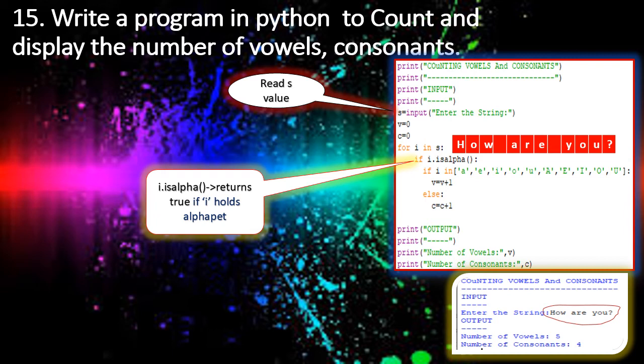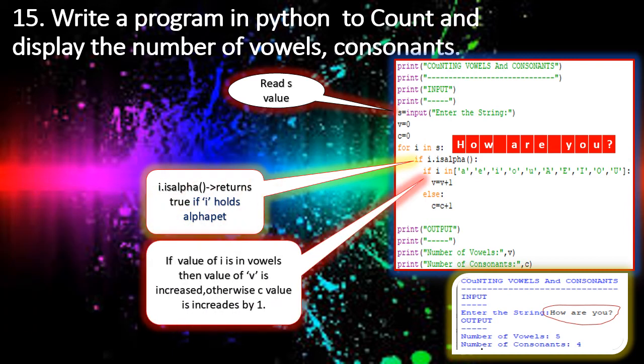So first h is assigned to i. The isalpha function is used to check whether the string contains only alphabets. If it contains alphabets, it returns true. Afterwards, it will go to the inner if statement. If it is an alphabet, it will be checked whether it is a small or capital a, e, i, o, u. If it is present in this, then we are counting v equal to v plus 1, increasing the v value. Otherwise, the remaining letters apart from a, e, i, o, u, the c value will be increased, which indicates consonant. So c equal to c plus 1.